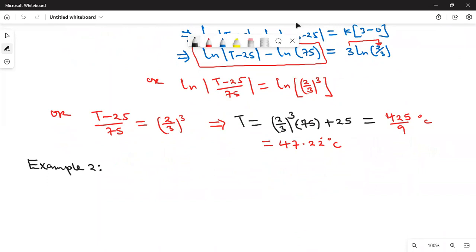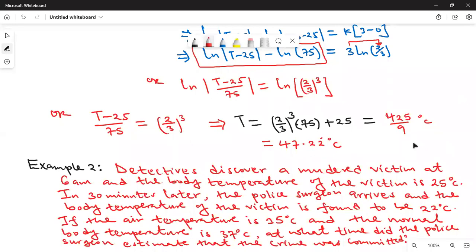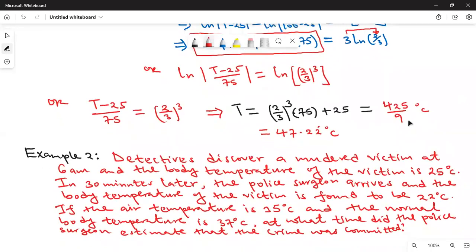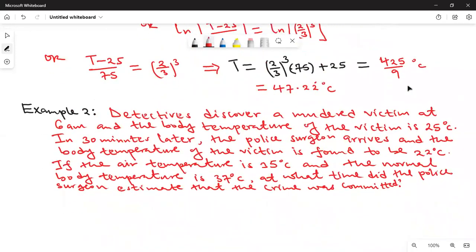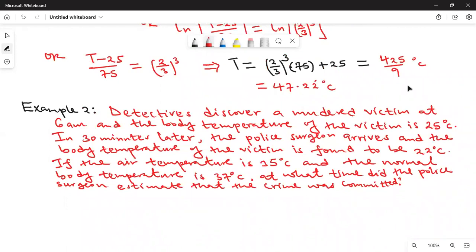Again, still on cooling of a substance. So we are going to write the question in example 2. In example number 2, we have this question. We are told that detectives discover a murdered victim at 6 a.m. and the body temperature of the victim is 25 degrees centigrade.